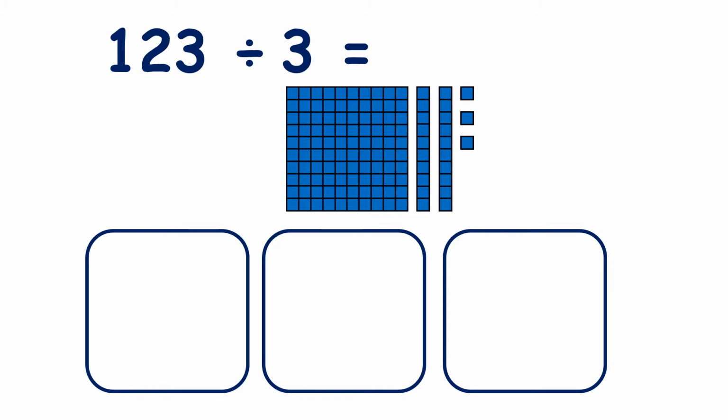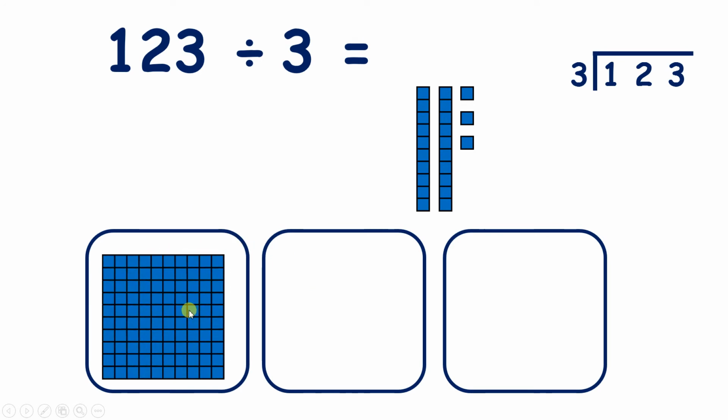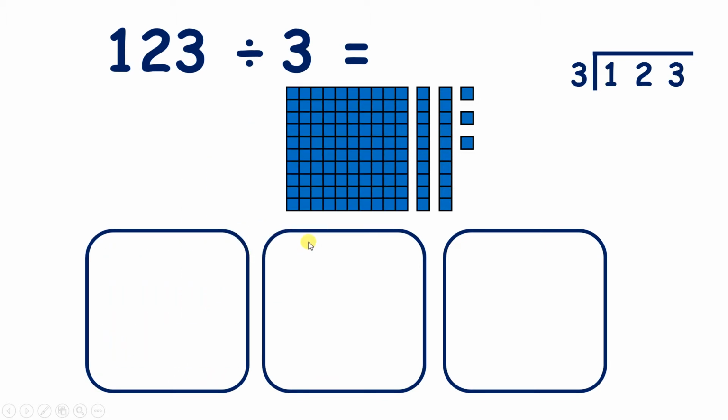Now we have 123 divided by 3. So let's write that out. Now we can't share out this 100 because with division we have to share equally. So if we can't share out any hundreds, we've shared out 0 hundreds, and we have 0 hundreds in each group. So if we started with 100 and we haven't shared any out, we still have 100. So what are we going to do with this 100?